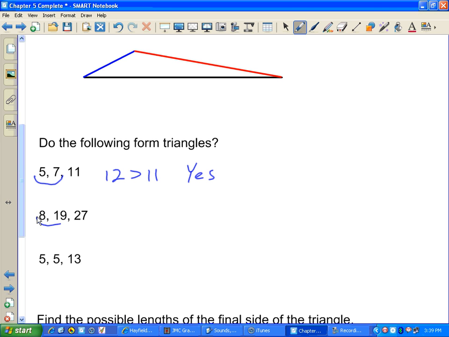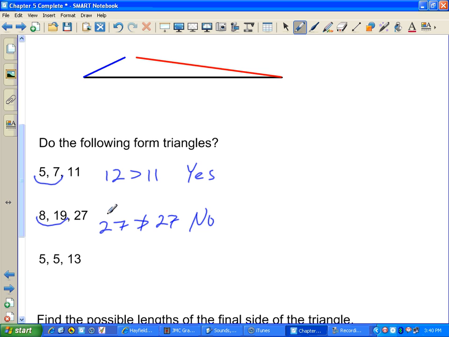Here, I'm going to look at 8 and 19. Those add up to be 27. Now, that is not bigger than the third side. It's equal to the third side. And that's the case up here where we would only have enough to have our lines equal the third side. Okay, and if I pick these up and keep them the same length, they wouldn't quite meet. Okay, they're not long enough if they're equal. So no, this one would not form a triangle.